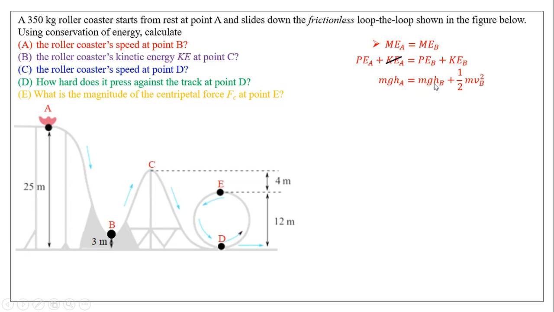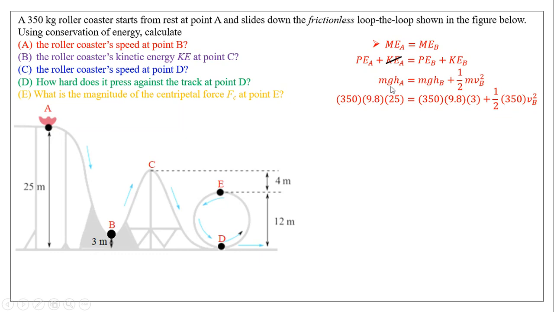So hence, mgHB, HB being 3 meters, and then I broke up KEB into 1/2 mvB squared, because ultimately we're asked to find the speed at point B. That's an indicator that you need to expand KEB so that you have vB squared. Here you could cancel mass out if you like, because m appears in every term. But for this particular part, since this is just part A, I'm just going to do a plug and chug real quick.